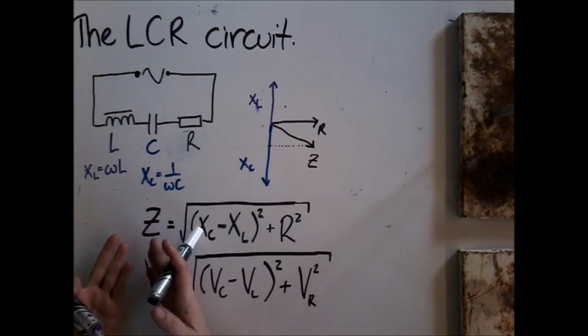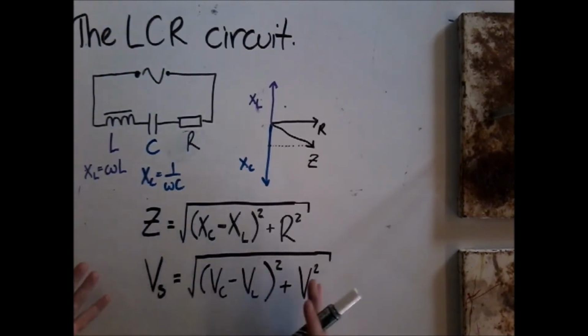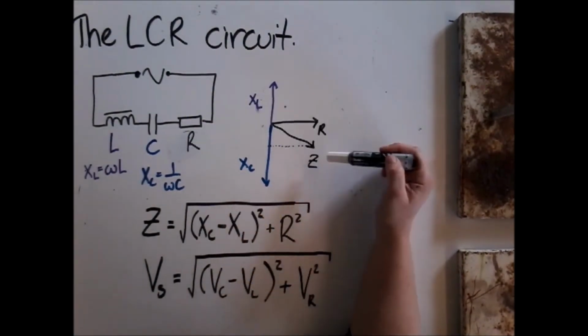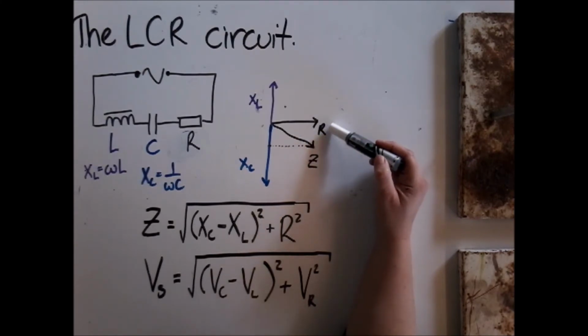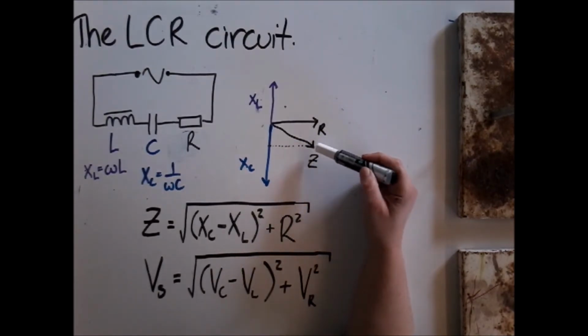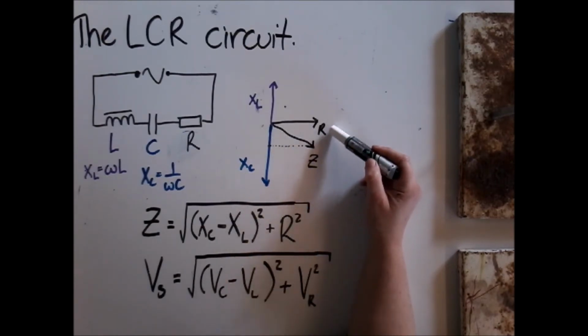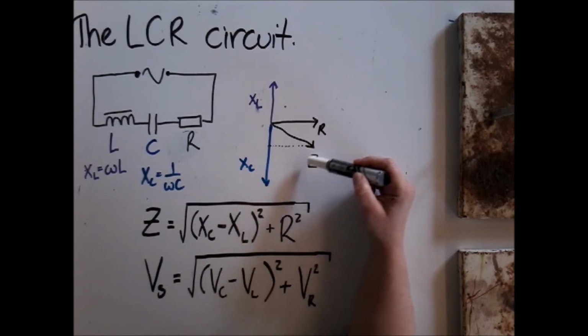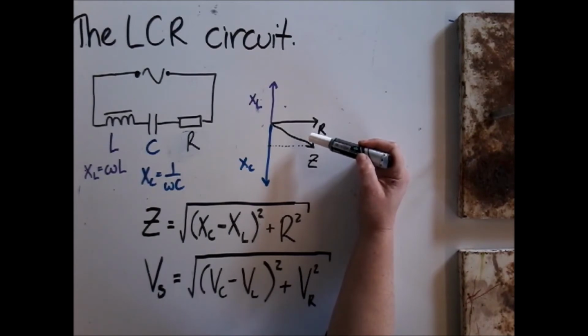We can find Z, the impedance of a circuit, and we can use that to work out problems about the source voltage. We can draw a diagram so that we know where the source voltage is. Does it lead the resistance or does it lag behind the resistance? In this case here, you can see that Z lags behind the resistance. So the source voltage is also going to lag behind the resistance. It will be out of phase and behind the resistance. However, it leads the reactance of the capacitor and it lags behind the reactance of the inductor.